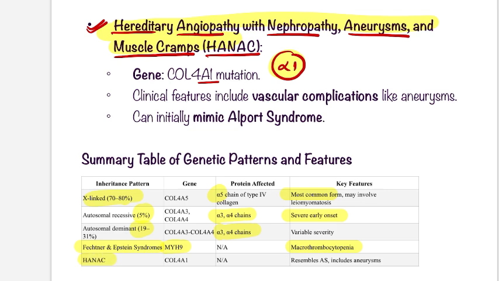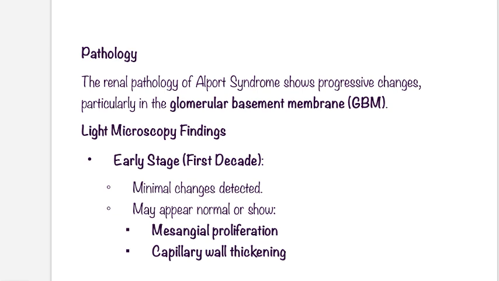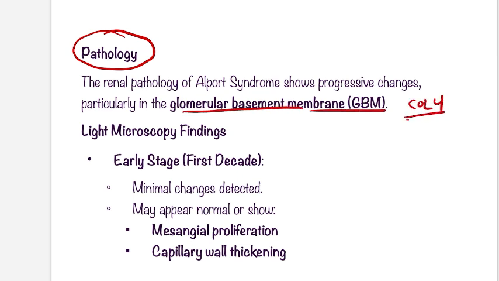The gene in COL4A1 alpha 1 gene resembles AS including aneurysm. So this table basically summarizes the genetic pattern of Alport syndrome in brief. Okay, now we will discuss pathology. Basically, this is glomerular basement membrane disease because of collagen 4 abnormalities.